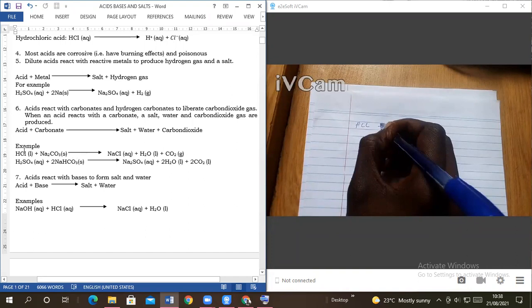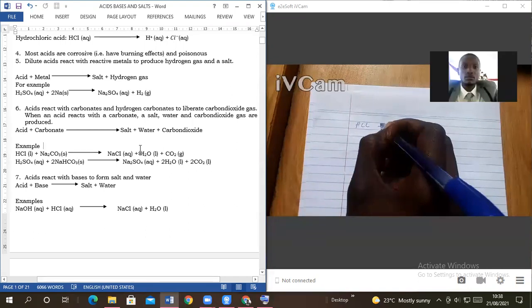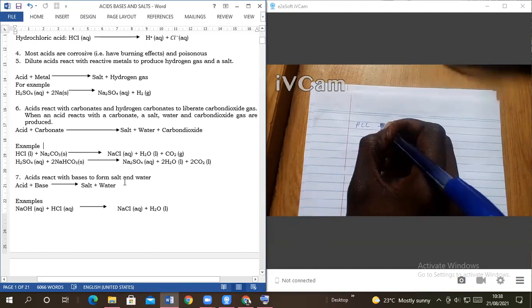Any carbonate plus the acid, even a copper carbonate with the acid, the end product is a salt of copper, water, and carbon dioxide gas. Acids react with bases. We shall look at bases down as we discuss.